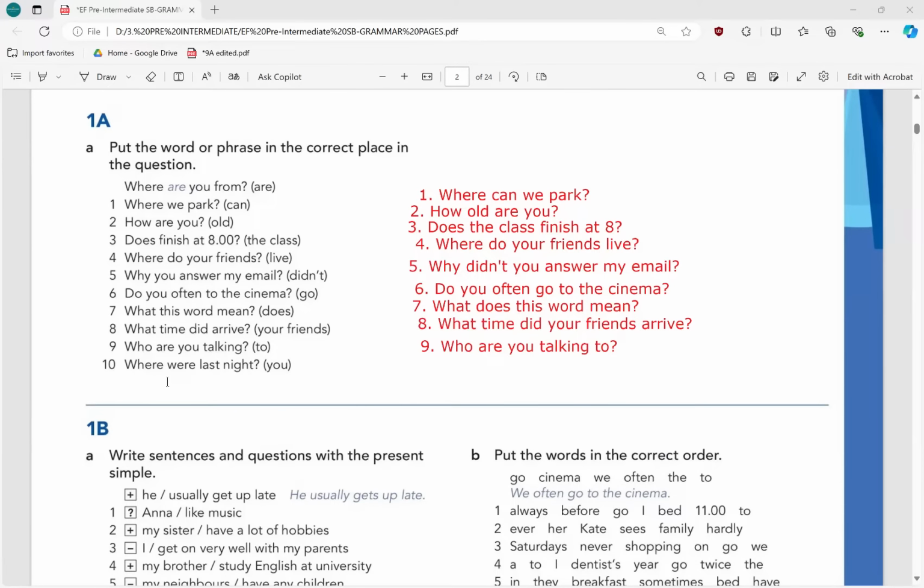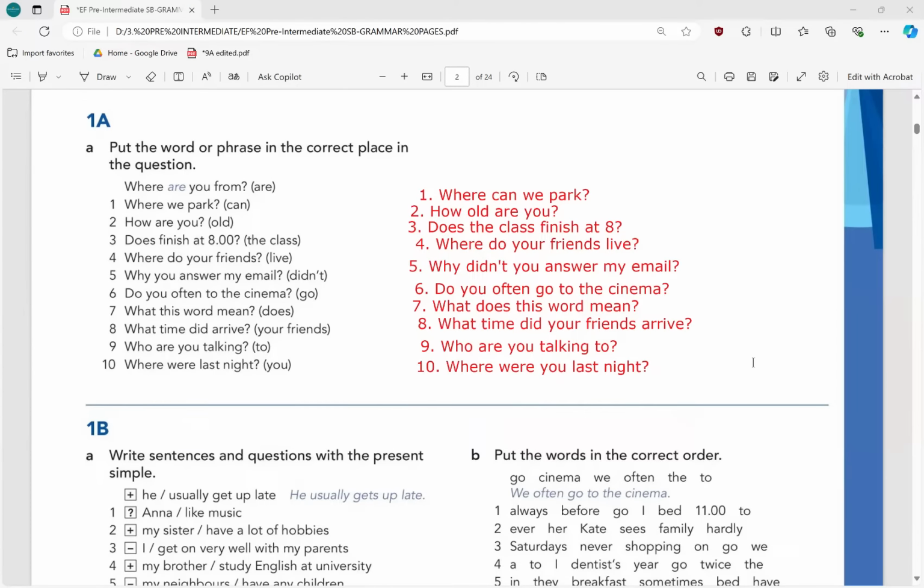Number 10. Where were last night? So you is the subject here. So we're going to put the subject before last night. So where were you? Number 10. So where, that is the question word. Where were, this is the be, which is the auxiliary, and then you put the subject. Where were you last night? That's it, guys. Now exercise A is complete.